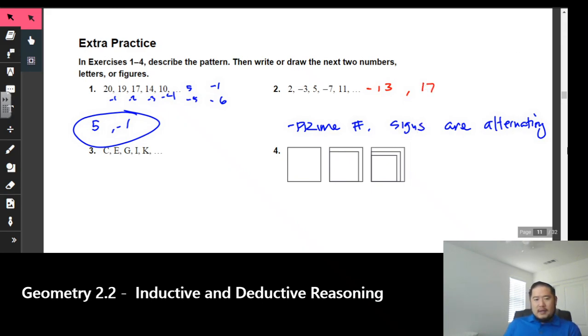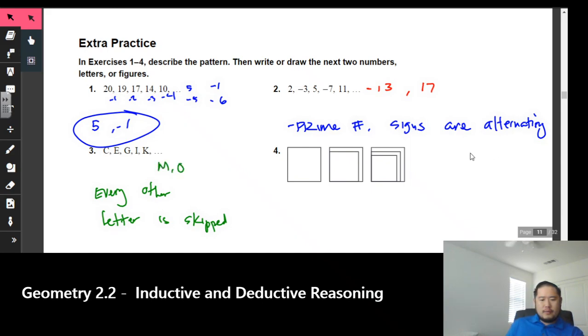All right, let's move on to number 3. We got C, E, G, I, K. What's going on here? These are letters of the alphabet, and then every other letter is skipped. And we have M, and then O.